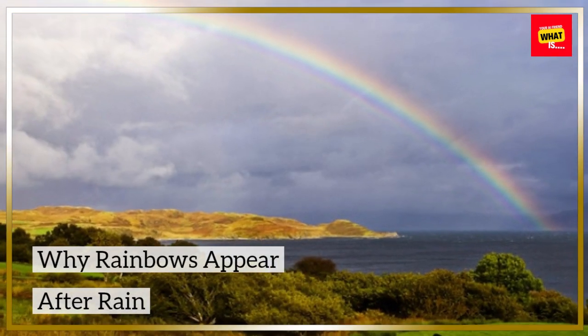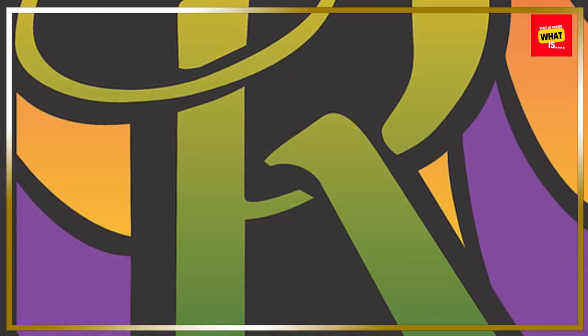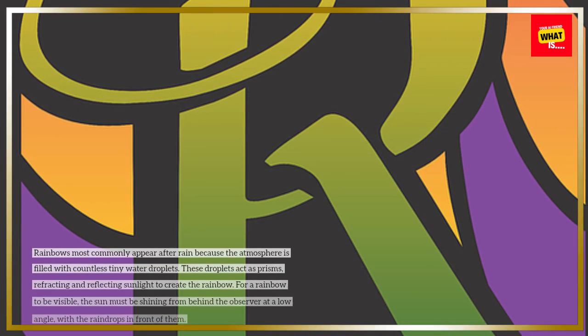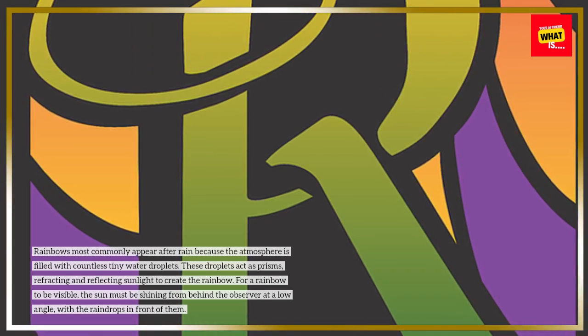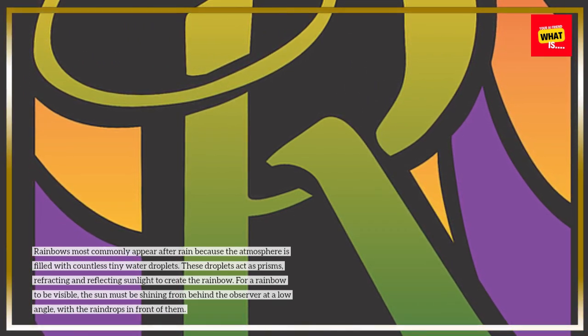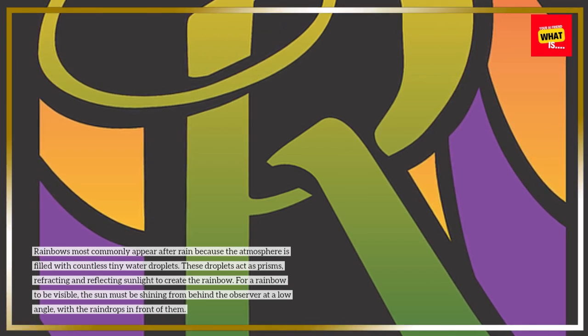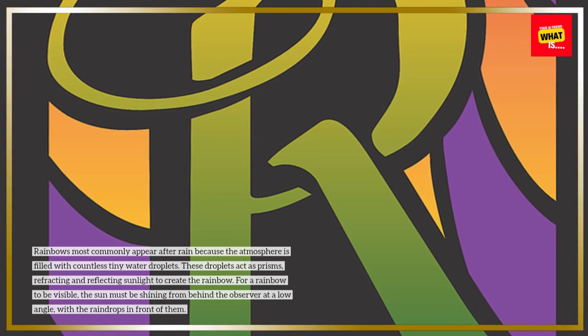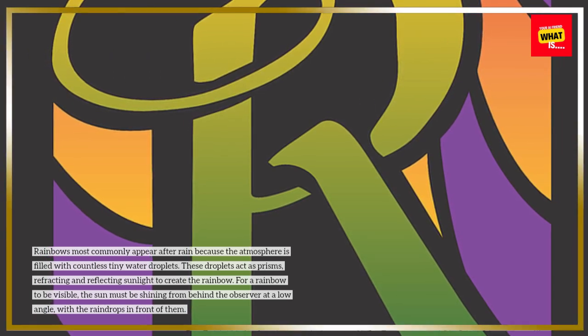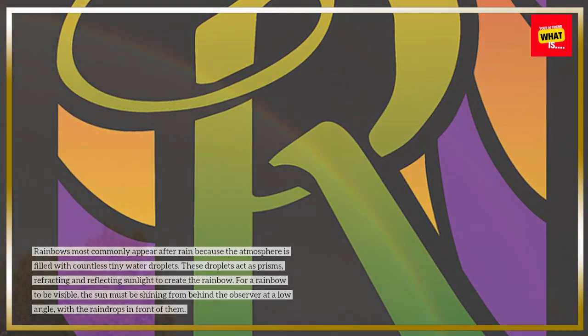Why rainbows appear after rain? Rainbows most commonly appear after rain because the atmosphere is filled with countless tiny water droplets. These droplets act as prisms, refracting and reflecting sunlight to create the rainbow. For a rainbow to be visible, the sun must be shining from behind the observer at a low angle, with the raindrops in front of them.